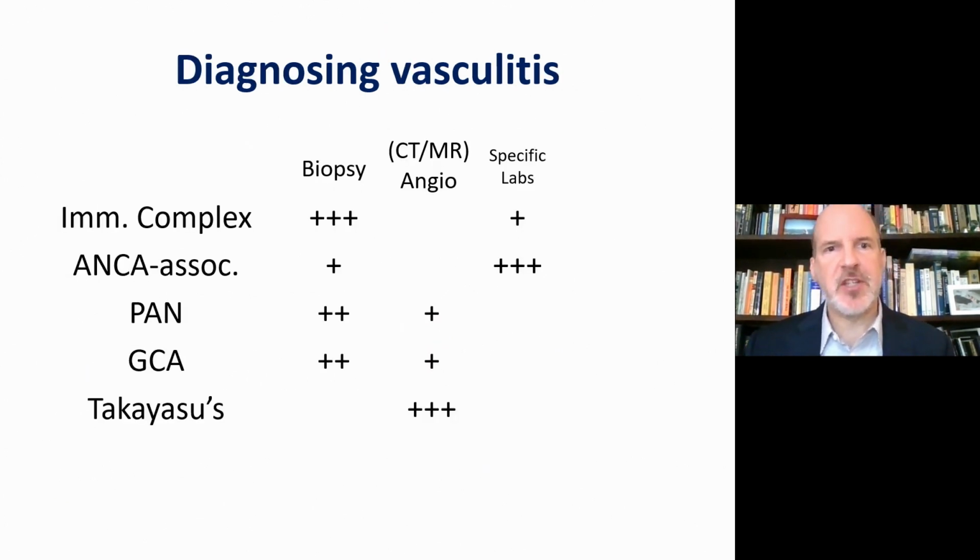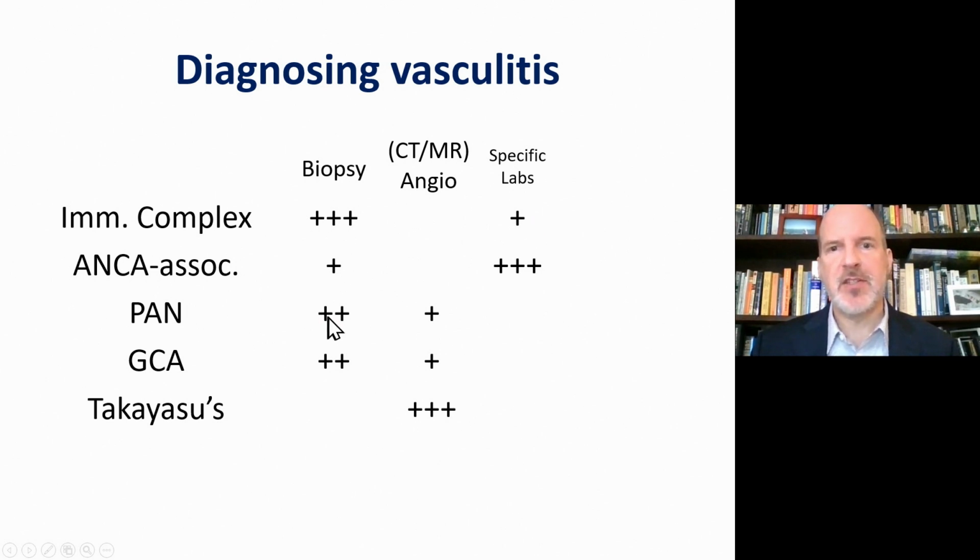So how do you diagnose this? It depends on the type of vasculitis. So the small vessel diseases are at the top here, immune complexes and ANCA-associated disease. ANCA-associated disease, the ANCA is one of the most helpful lab tests we have in rheumatology. So sometimes you don't even need a biopsy. With immune complex vasculitis, the labs often don't tell you what's going on and you really need the biopsy.